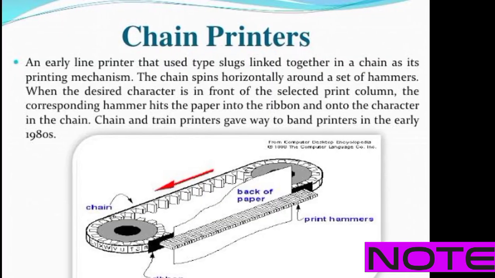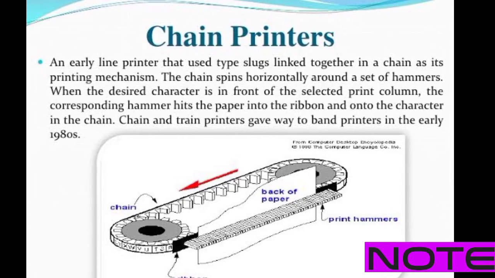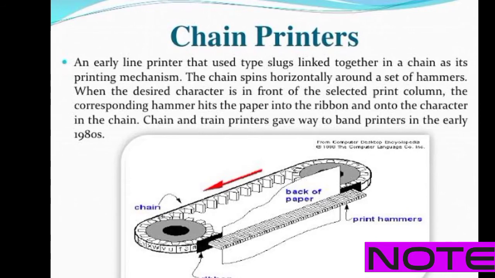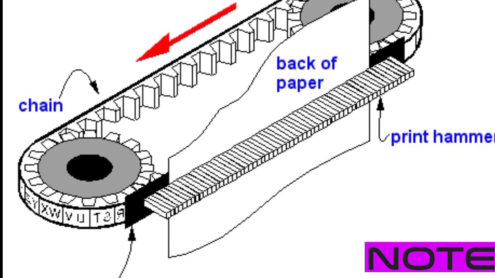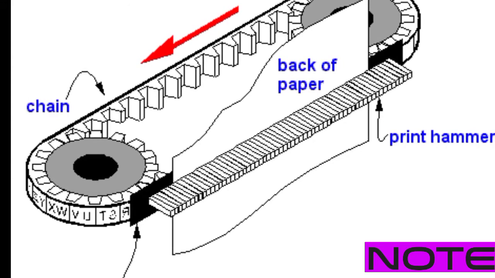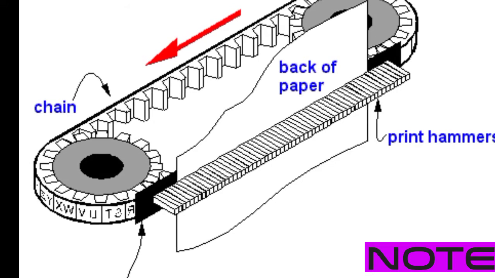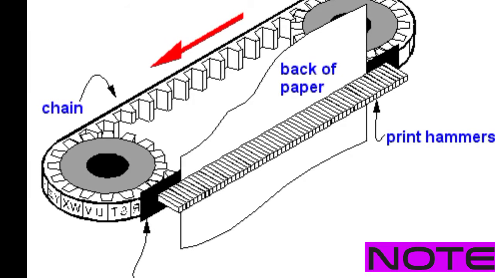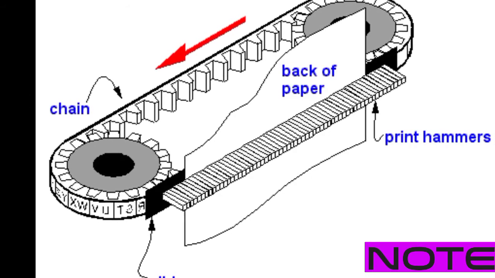Chain printer. In such a printer, the printing characters are chained together to form a loop. Using a motor gear assembly, the chain is rotated horizontally at a high speed. An ink ribbon and paper are mounted in front of the characters on the chain. A set of hammers equal to the number of printing positions of a line are placed touching the paper. When the appropriate character comes under the hammer, the hammer strikes the paper and the character impression from the chain is transferred to the paper through the ink ribbon.